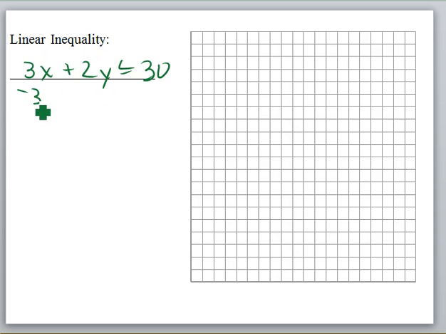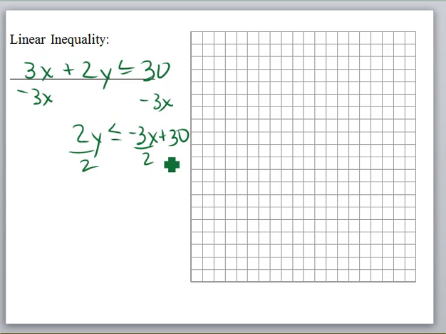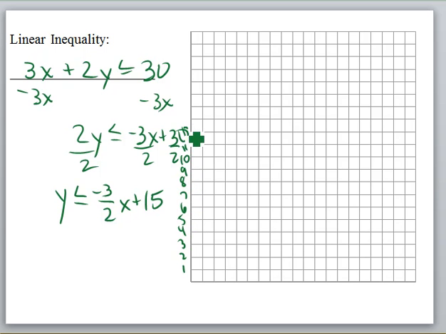If I subtract 3x, I get 2y is less than or equal to negative 3x plus 30. Divide by 2 on every term. I get y is less than or equal to negative 3/2 x plus 15. I'm going to plot 15, but I've got to have my graph made. So I'm just going to count by ones here. And 15 happens to be right here.